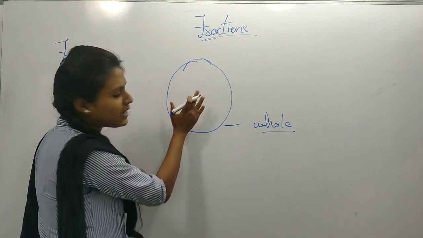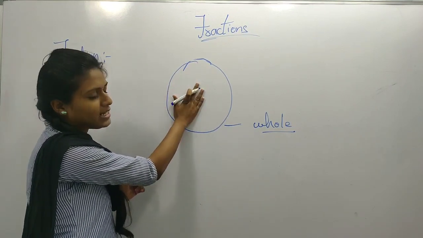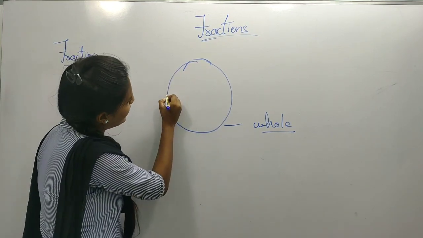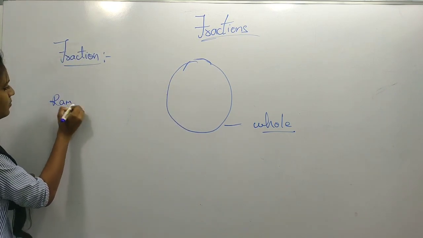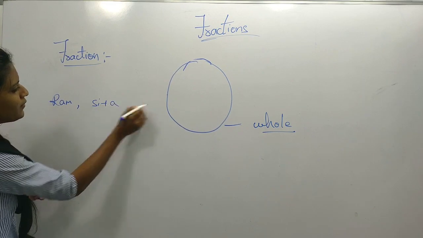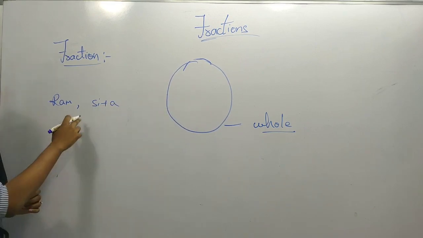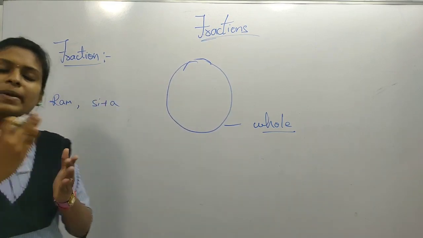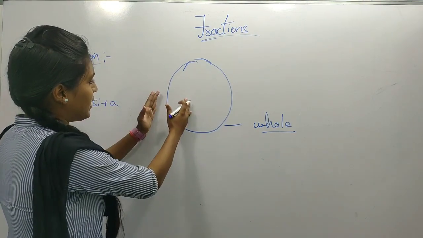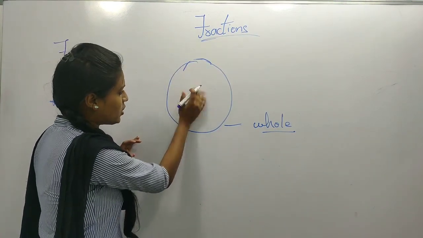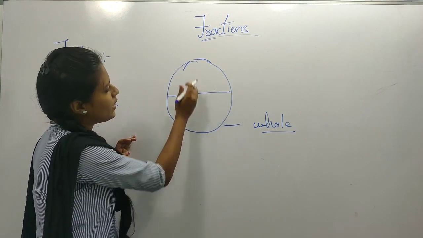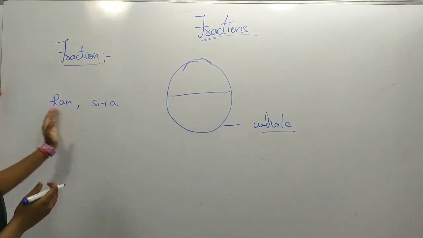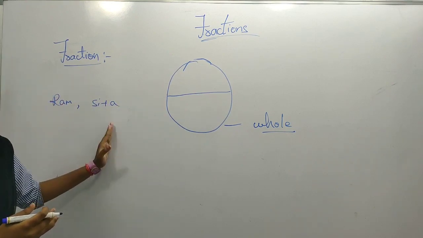If we take a chocolate and divide it into two equal parts, name them Ram and Sita. We have to divide the chocolate between these two. One chocolate, how can it be divided? We will take two parts. We can give one of the parts to Ram and the second part to Sita.